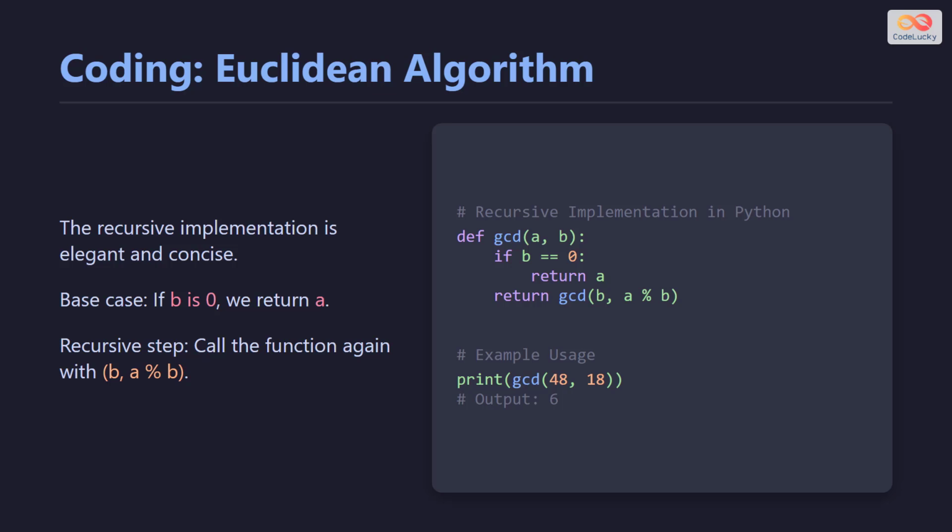Let's implement the Euclidean algorithm in code. We can write a clean recursive function. Our base case is simple. If B is 0, return A. Otherwise, we call the function again, passing in B and A modulo B. This three-line function is incredibly efficient and is the standard way to solve this problem in competitive programming.